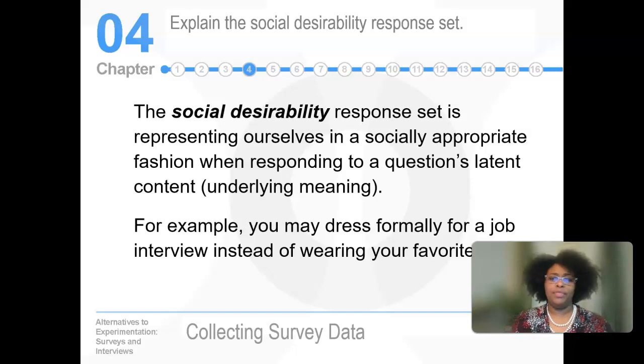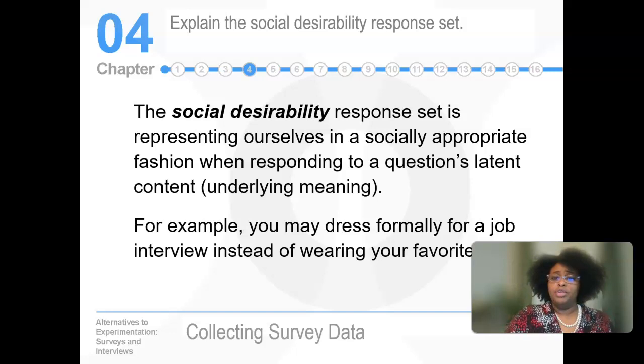So let's talk about the response set and how people tend to respond to questions. One of those major things would be to think about social desirability. A social desirability response set is us representing ourselves in a socially appropriate fashion when we are responding to questions. So there may be some underlying meaning to the way that we respond based on how we want to be perceived.